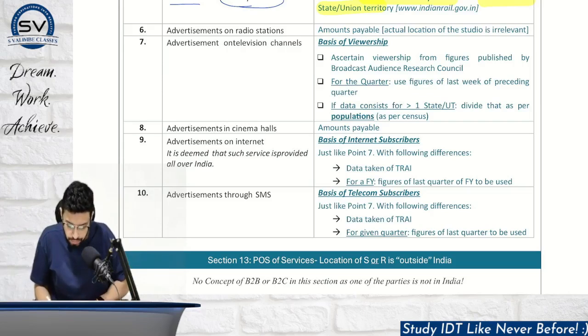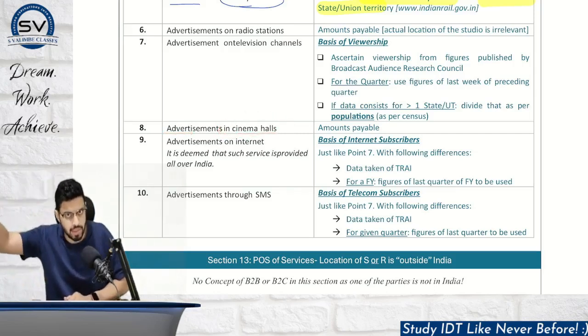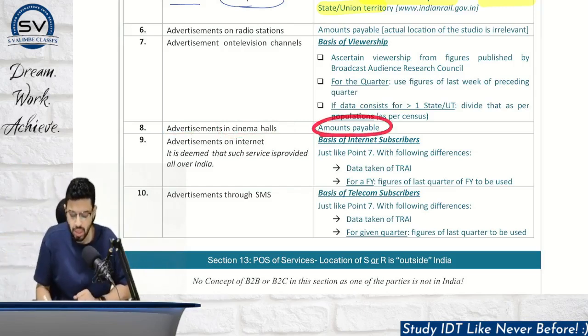Okay. Now, first we will cover this, then this, then this, and then the 10th. Advertisement in cinema halls. You go to watch a movie, you see some advertisements at the start. There are sometimes government schemes. Place of supply shall be determined as follows: amount payable.